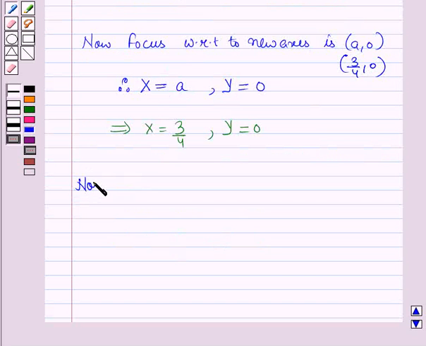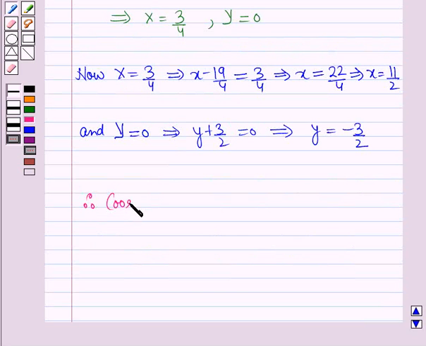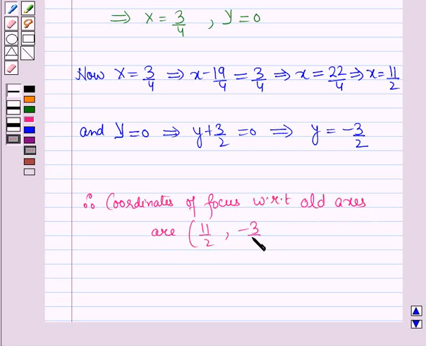Now, capital X is equal to 3 by 4 implies, now capital X is equal to x minus 19 by 4 is equal to 3 by 4, which implies x is equal to 19 by 4 plus 3 by 4 will give 22 by 4, which implies x is equal to 11 by 2. And capital Y is equal to 0 implies, now capital Y is equal to y plus 3 by 2, so y plus 3 by 2 is equal to 0, which implies y is equal to minus 3 by 2. Therefore, coordinates of focus with respect to old axis are 11 by 2 and minus 3 by 2.